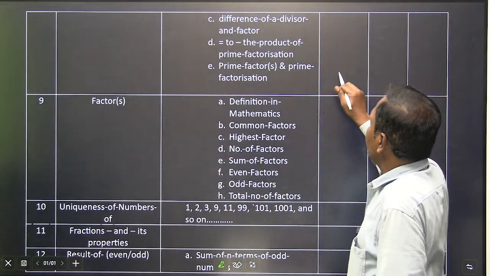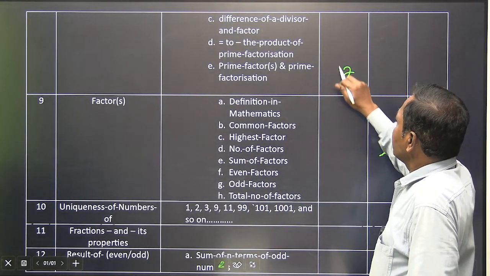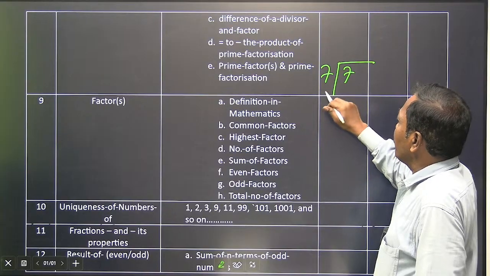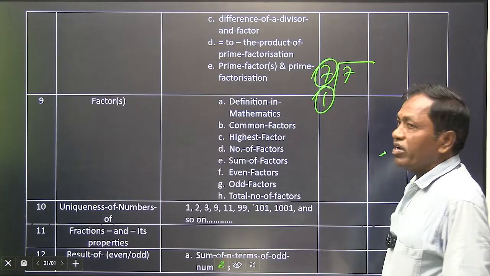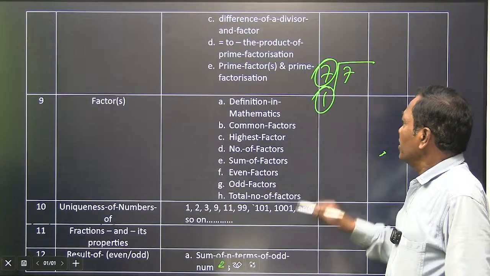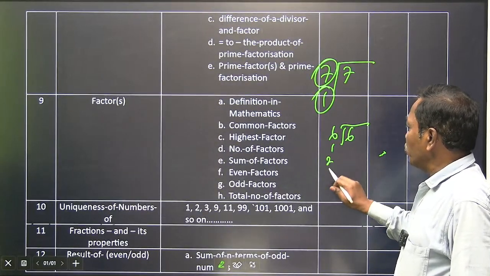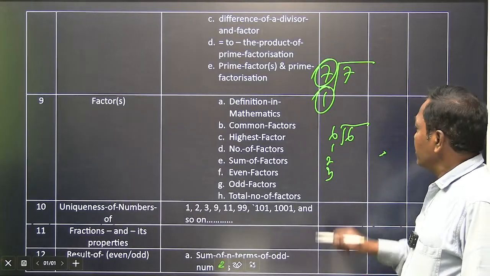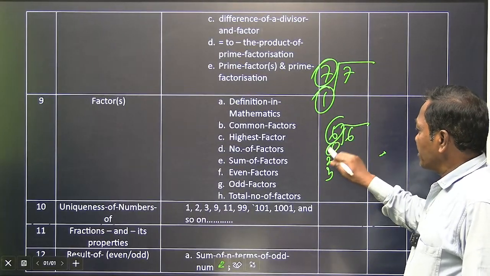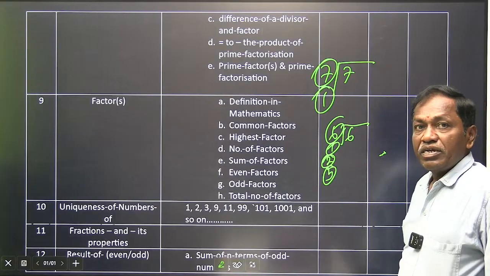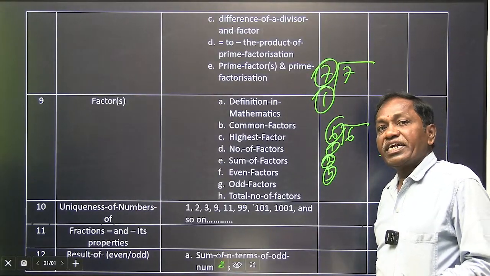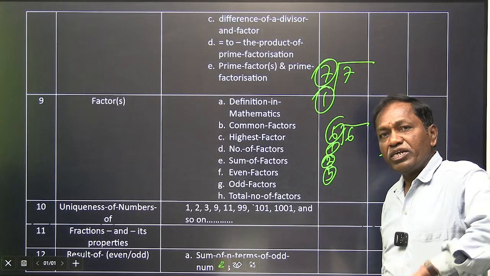Say for example, 7. 7 is divisible by itself and 1. So 7 and 1 are the 2 factors. And see 6. 6 is divisible by itself, 1, 2, 3. There are 4 factors. A divisor which can divide the number completely is known as a factor.